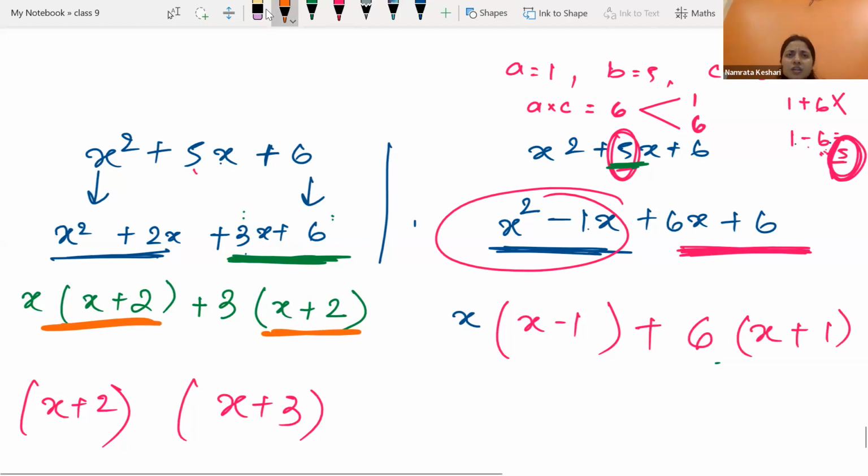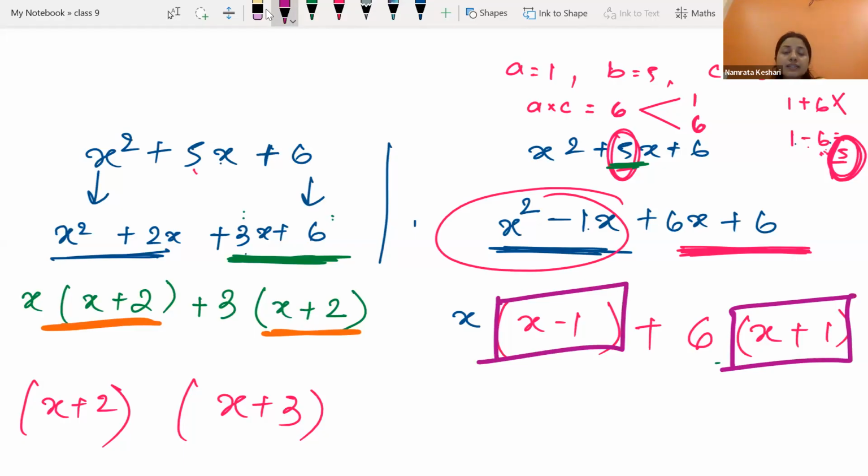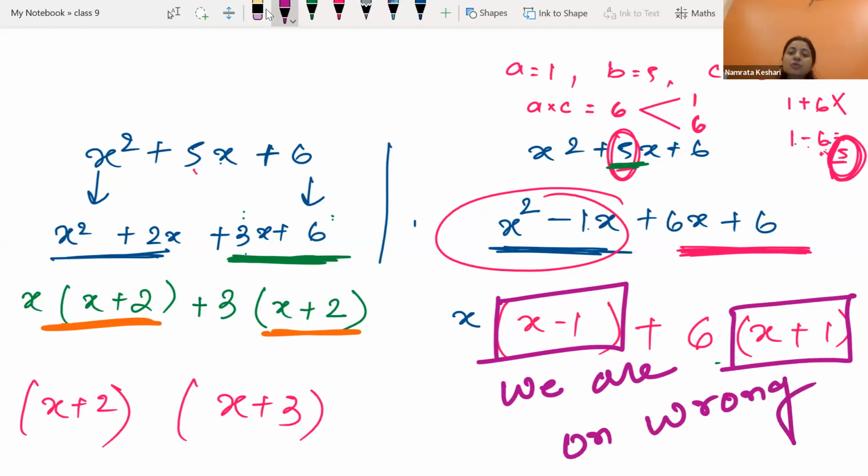Why am I saying plus 1 again and again? Because you need to understand. I told you that we will take a pause and check whether these two brackets are same or not. It has to be exactly same. The sign also same. Everything same. But it is not exactly same. That means we are on the wrong track. We have chosen the wrong possibility. Are you getting it?